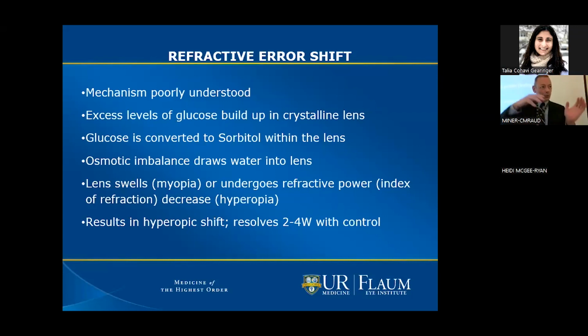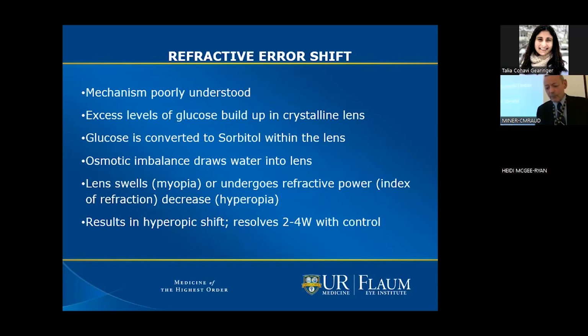That would make the lens more plus powered, which means you'd have to compensate for that with more negative power in the refractive correction. But there's also a hypothesis that it can affect the refractive index of that lens as well, in which case the lens may become less powerful and therefore they need more plus power now in their glasses.